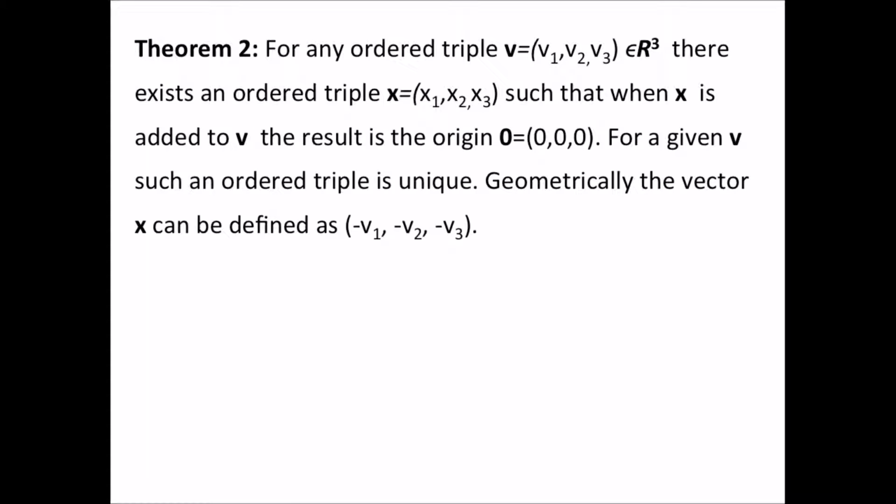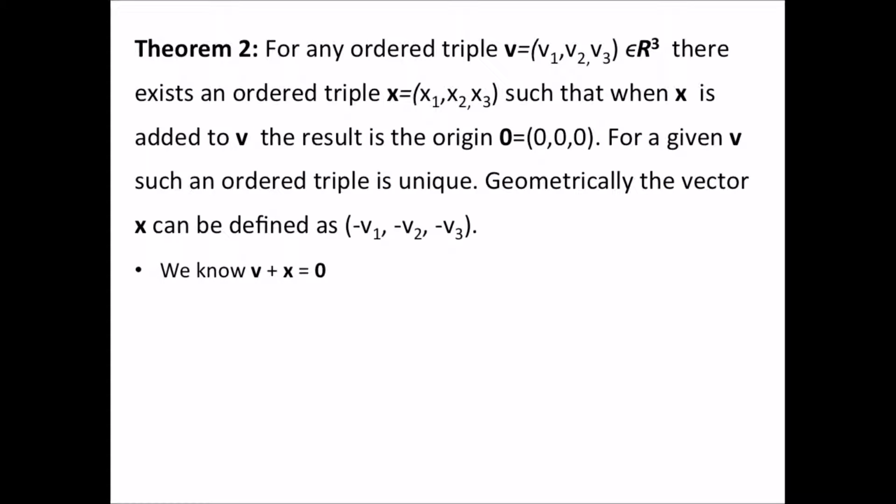Theorem 2 states that for any ordered triple v in R3, there exists an ordered triple x such that when x is added to v, the result is the origin. For a given v, such an ordered triple is unique. Geometrically, the vector x can be defined as negative v1, negative v2, and negative v3.